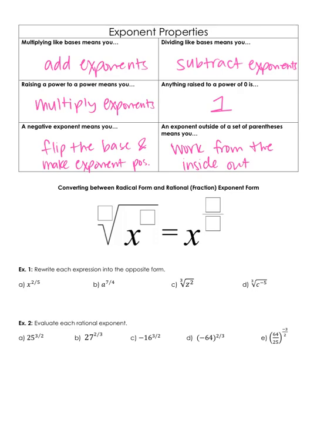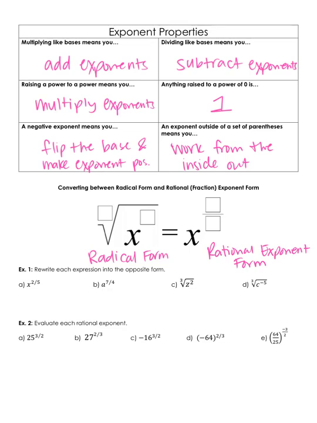All right, we're going to use these rules as we learn how to convert between radical form and rational exponent form. Rational means we're looking at fraction exponents. So this one right here has a radical sign. This is our radical form. And then this right here has a fraction. This is our rational exponent form. And here's how we're going to go between them.